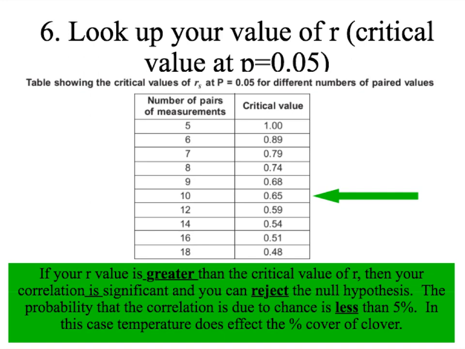Firstly, is your calculated value greater or less than the critical value? So our value is greater than the critical value. Secondly, can you accept or reject your null hypothesis? So we've got significant correlation, we can reject the null hypothesis because the calculated value is greater than the critical value. Use the terms probability and chance. So the probability that the correlation is due to chance is less than 5%. And then link it to the question. So in this case, temperature does affect the percentage cover of clover.